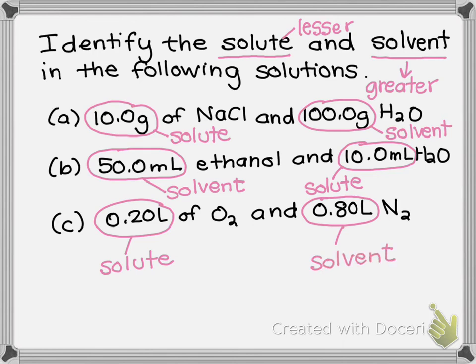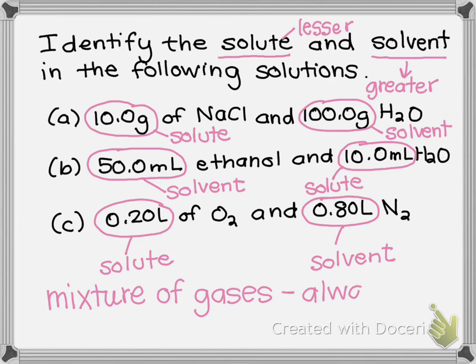One thing that's always true about mixtures of gases, for example, air, is that because of the properties of gases, they're so far apart and they have so much space in between them, they are always homogeneous. So anytime you have gases, they're always homogeneous. So for example, air is always going to be a homogeneous mixture.